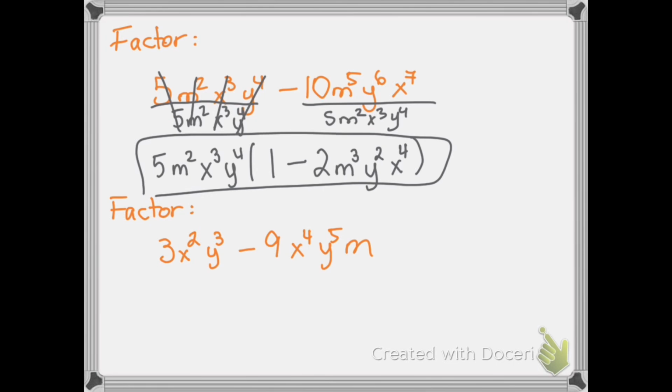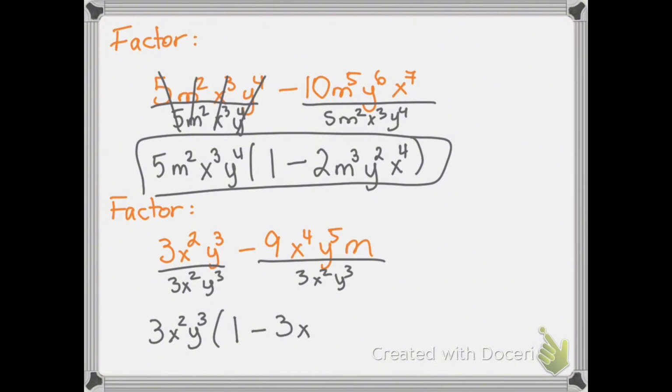In the next example, the greatest common factor is 3. The X2 and X4 is X2. And Y3, Y5 is Y3. Now remember, M is not common, so we don't put it as our greatest common factor. And again, when we divide, the first one is going to cancel, so we need to remember to put the 1. And then in the second one, we will have 3. Then X4 divided by X2 is X2. Y5 divided by Y3 is Y2. And then we have the M. And that's our answer.